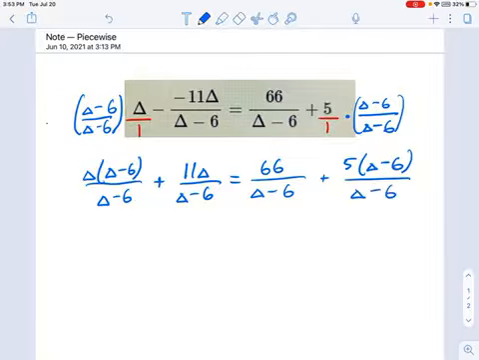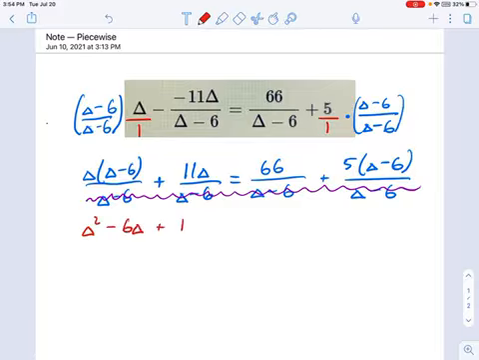That's great. Now, you could go ahead and combine these fractions. You could do all sorts of things, but what I like to do before we start digging any further into this is just cross out all those denominators. Because if you remember, when you have equal denominators on both sides of an equation, you can just cross them out. That equal sign really lets us do a lot that we couldn't do with regular fractions. So now I'm going to rewrite the top terms only. Delta squared minus 6 delta plus 11 delta equals 66 plus 5 delta minus 30.